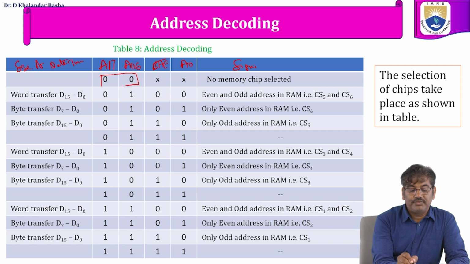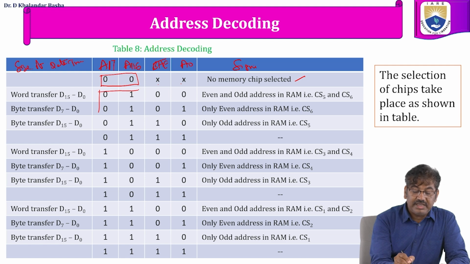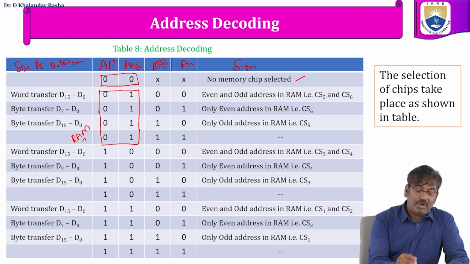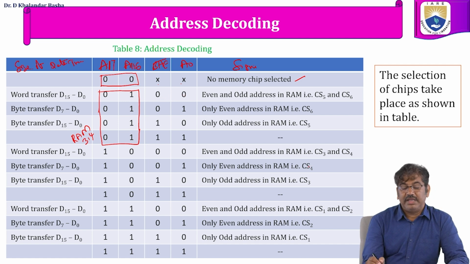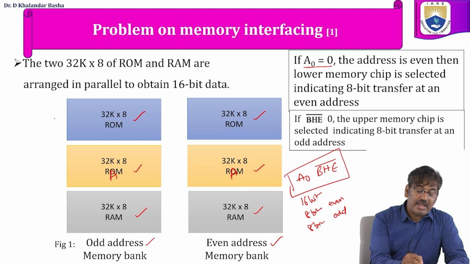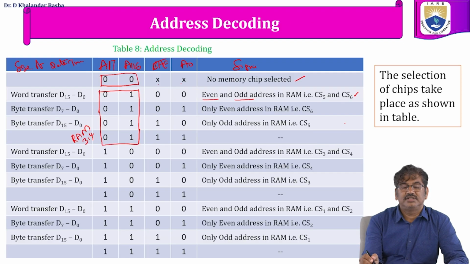Whenever A16 and A17 correspond to 00, it indicates no memory chip will be selected, so the remaining two bits are don't care. Whenever A17, A16 correspond to 01, it specifies RAM blocks 3 and 4. So if BHE bar and A0 are equal to 0, it indicates both even and odd address data transfer takes place from a RAM block. As we have placed the RAM blocks, this I'll take as block 1, 2, this is block 3, block 4, block 5 and block 6. So we are going to select both B5 and B6, that is chip select 5 and chip select 6.